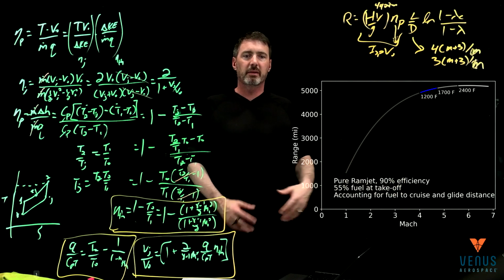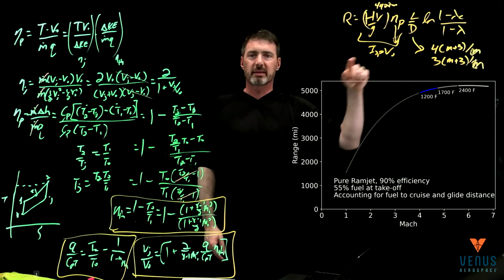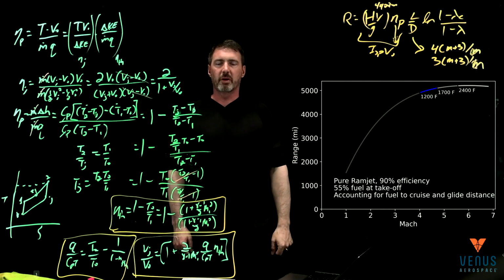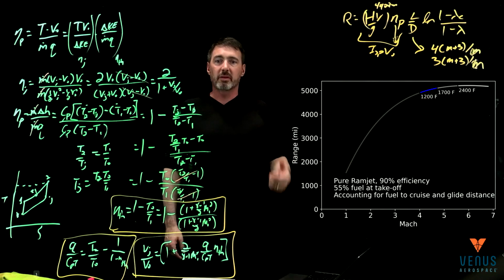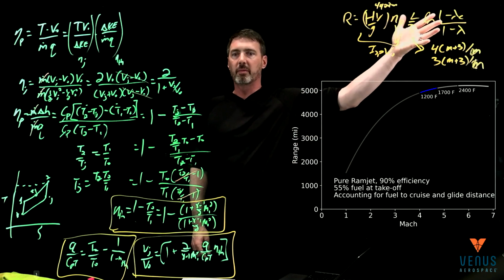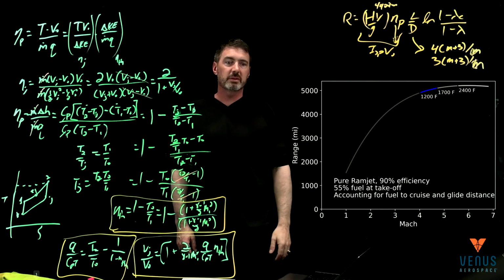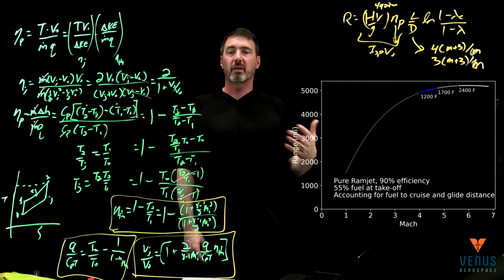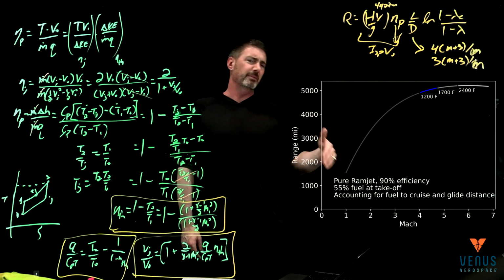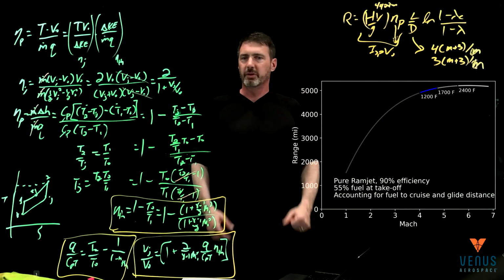And I am solving for this lambda C with some RBCC estimates. So I am accounting for the fact that there's some amount of propellant to get to cruise, and I'm accounting for the fact that there's a glide distance, right? So if you get to Mach 7, you're going to have a big glide range.